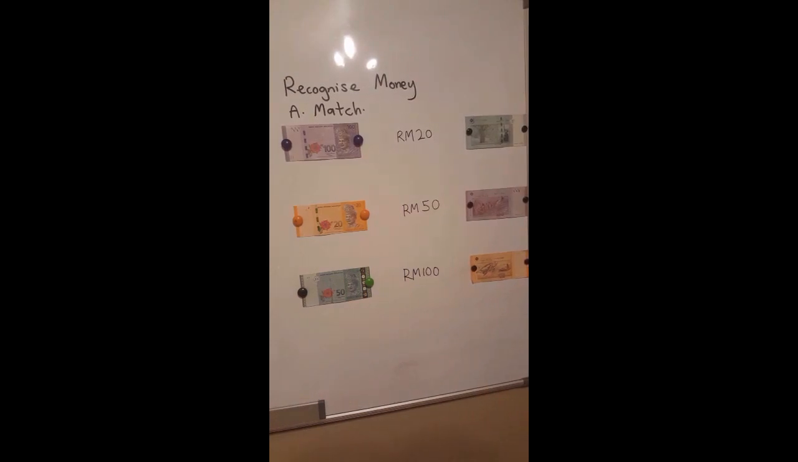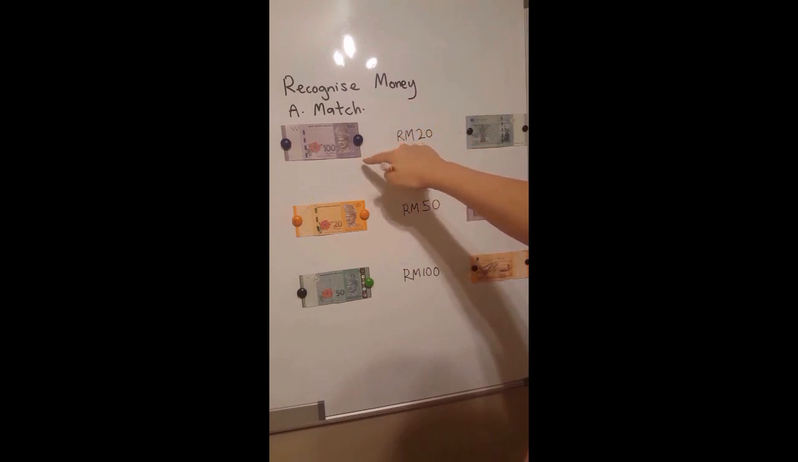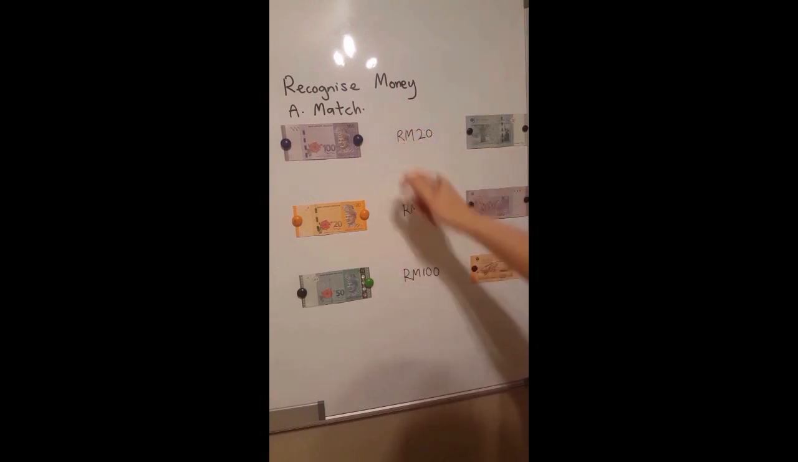Today we are going to learn how to recognize money. We are going to match each banknote to its value. So I'm going to start with this. This is 100 ringgit note. I'm going to match it to RM 100.